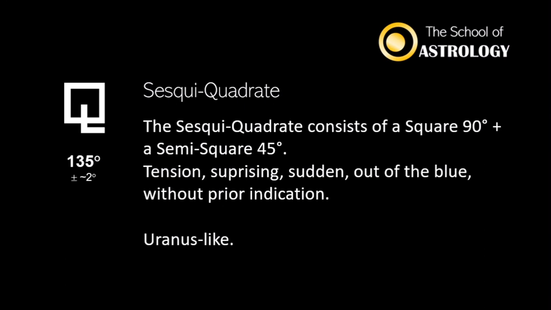And our last aspect in this lesson is the sesquiquadrate. We arrive at the 135 degrees that will be used for this aspect by adding up a square of 90 degrees and a semi-square of 45 degrees. This combination results in an interpretation with tensions, surprising and sudden energy, out of the blue energy, and almost without prior indication things would happen. This is also another reason why this is an Uranus-like aspect. You recognize the qualities of Uranus already in the description here.